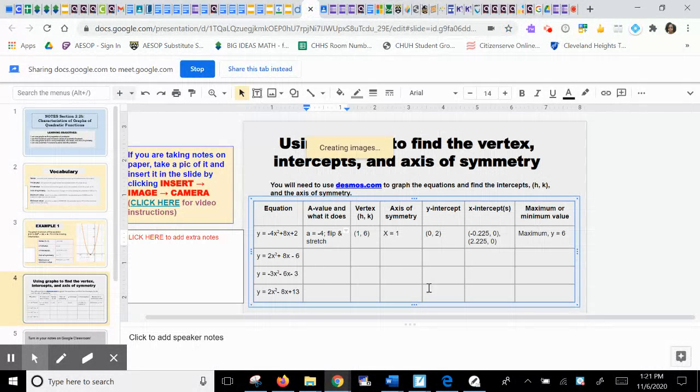So you are responsible for finishing the rest of this table. Do it the same way I did this first example. If you have questions, please let me know.